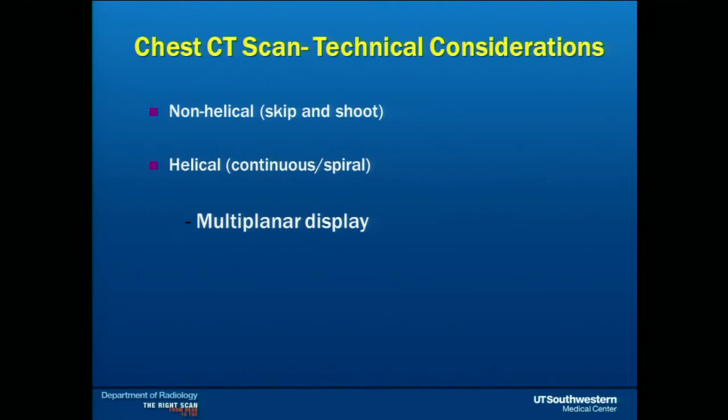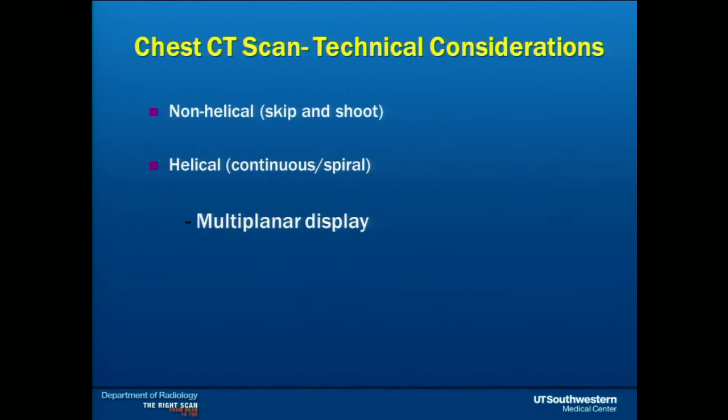And the advantage of helical scan over non-helical skip and shoot is that it is a faster scan. You can get the entire volume of the lung in a single breath hold, has less artifacts in terms of breathing and motion, and you can do multiplanar displays from the axial images. You can reconstruct sagittal and coronal images, and you can also do post-processing of the raw data to get beautiful 2D and three-dimensional reformatted images.